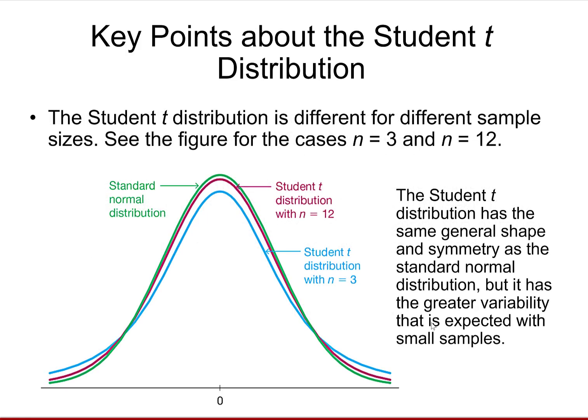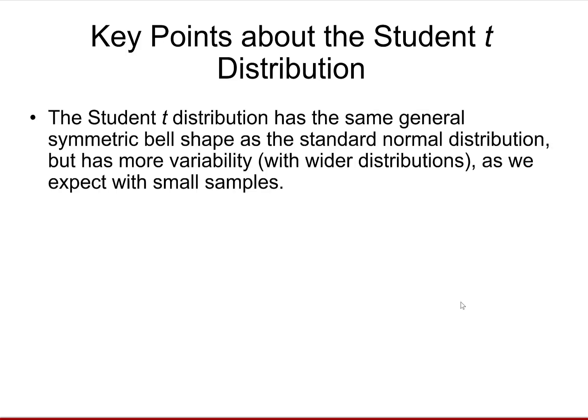And again, there's another picture of how the normal distribution is the green line here. And then the student t distributions are going to have a little bit lower peak and a little bit fatter tails. Still bell-shaped and symmetric.